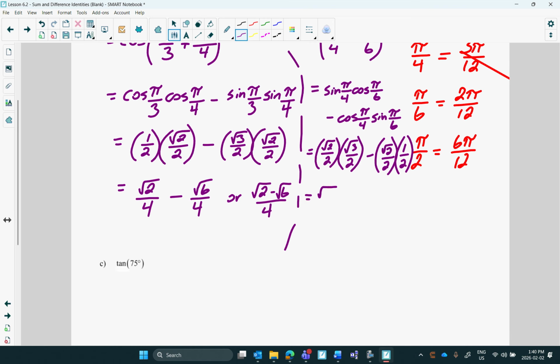This one we get root 6 over 4 minus root 2 over 4. Almost the same as the previous one, but subtractions in a different order up top. And remember, either of those answers will be fine. Okay? You won't lose marks.